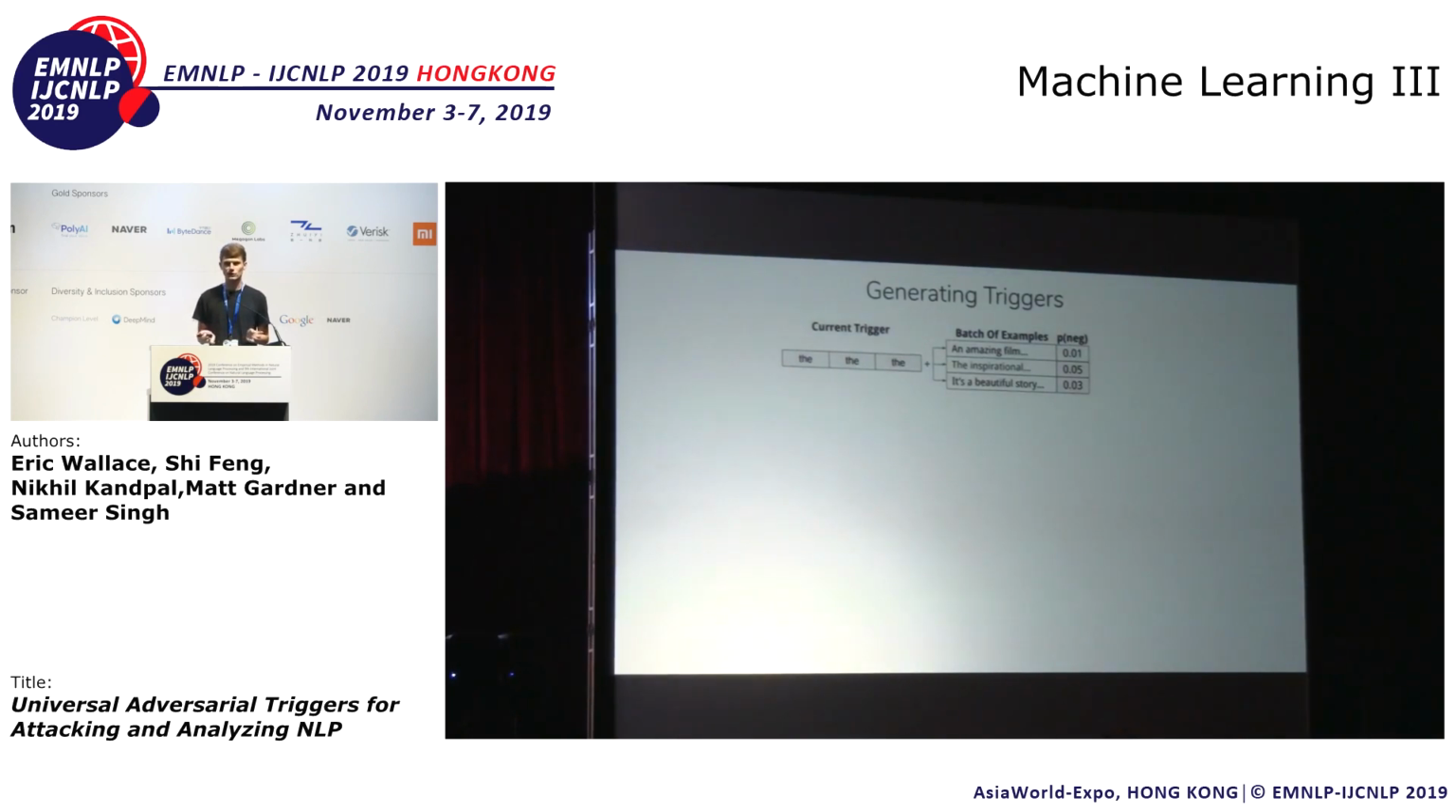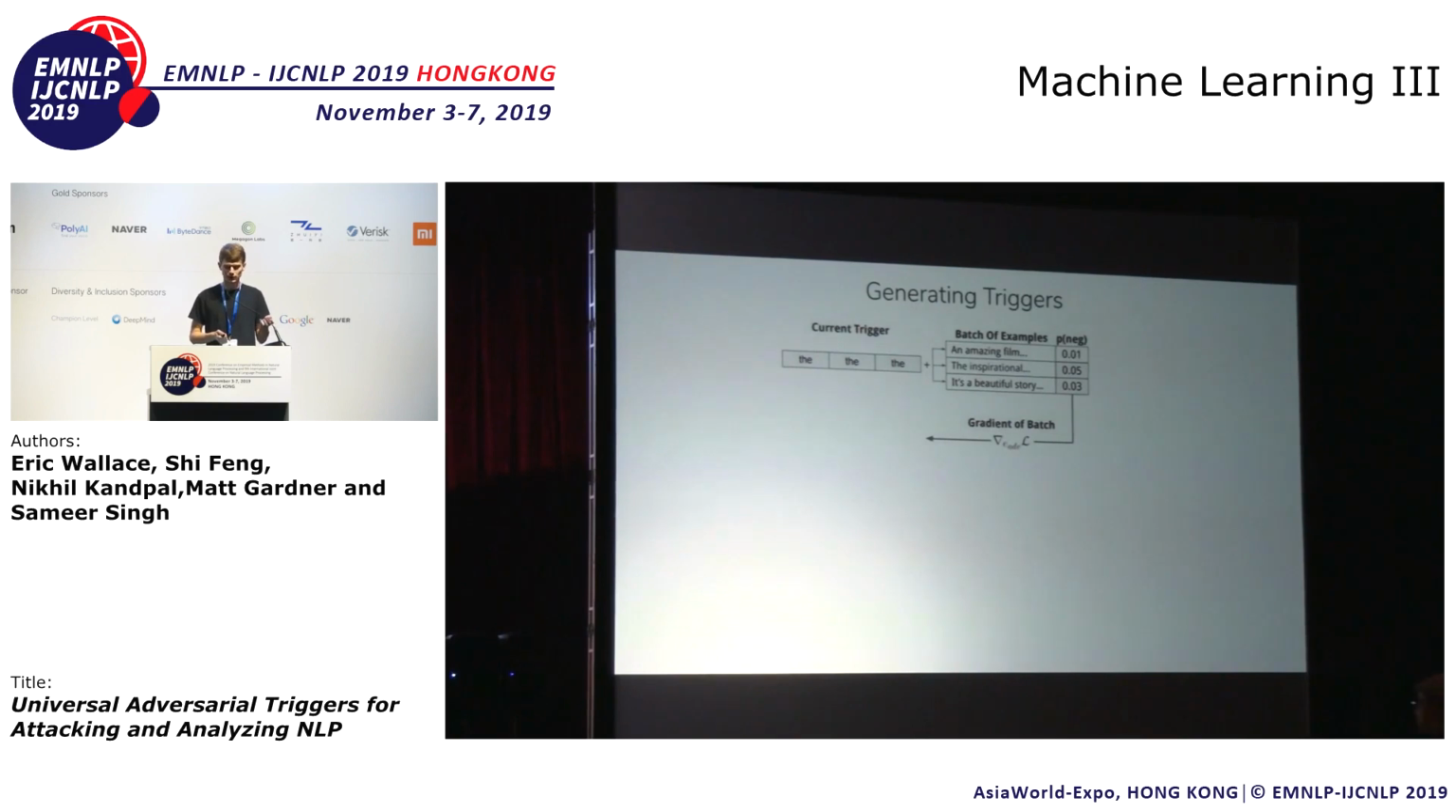We start out by just initializing it to a bunch of "the"s, and we concatenate it to the front of a bunch of examples. In this case, we're looking at positive movie reviews, and we'd like to flip the model's prediction to be negative instead of positive. The model is doing the right thing and assigning a very low probability to negative in this case. What we do then is we backprop from the negative label, which is what we want the model to change to, which gives us gradient vectors for the "the" embeddings, basically.